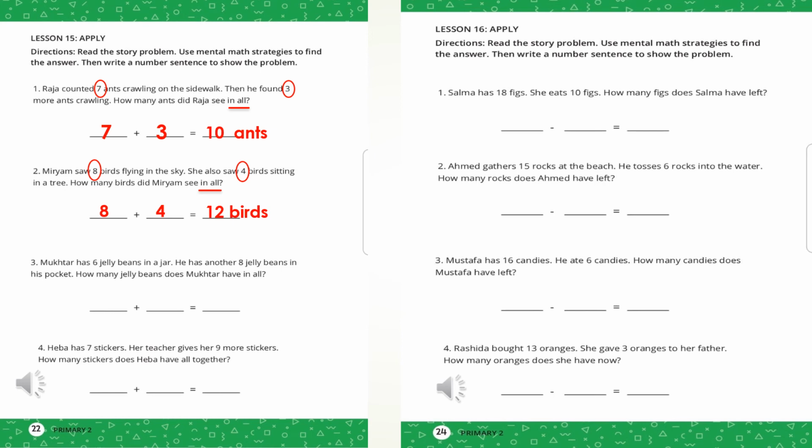will increase or decrease? Decrease, yes. So we will add or subtract? Subtract, yes, we will subtract. We will write 13, don't forget the biggest number first, 13 minus 3 equal 10. 10 what? She bought 13 what? Oranges. So it equals 10 oranges.